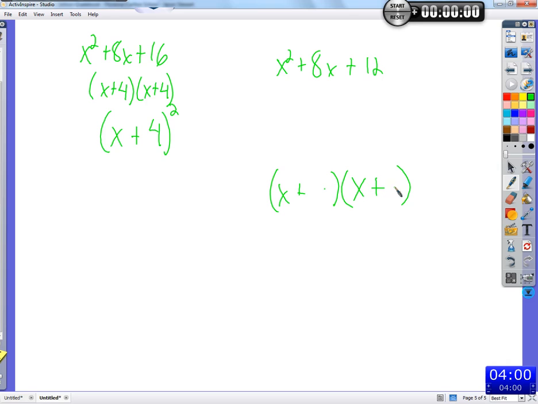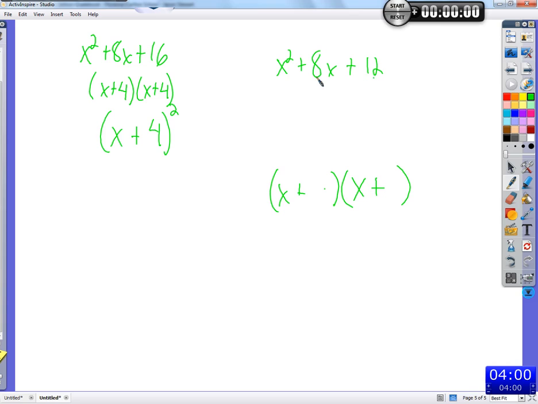So this number times this number needs to be this number, which means either one of these numbers you look at is going to be the square root of that number. Are we all cool with that? Does that all make any sense? Yeah, okay. So these numbers multiplied together must be this number right here. So this is the square root of that number.